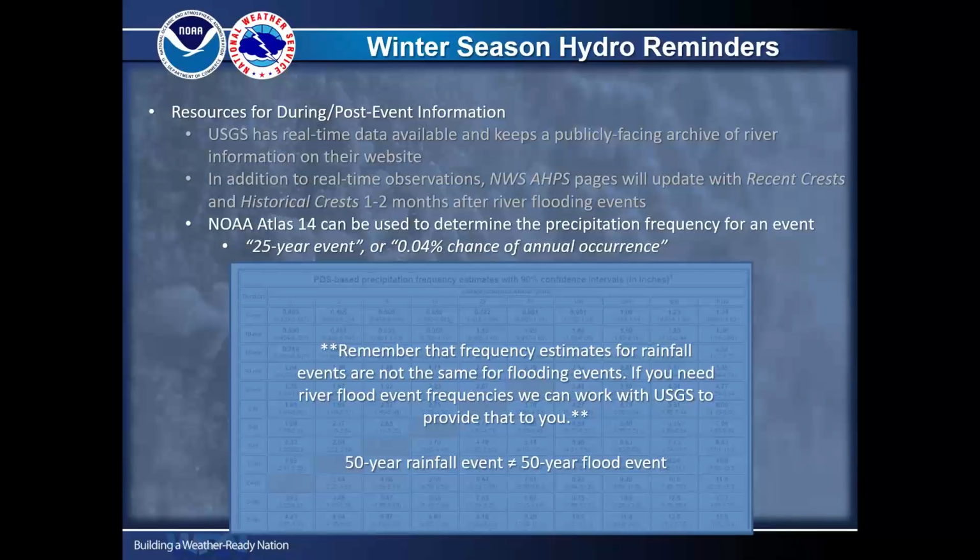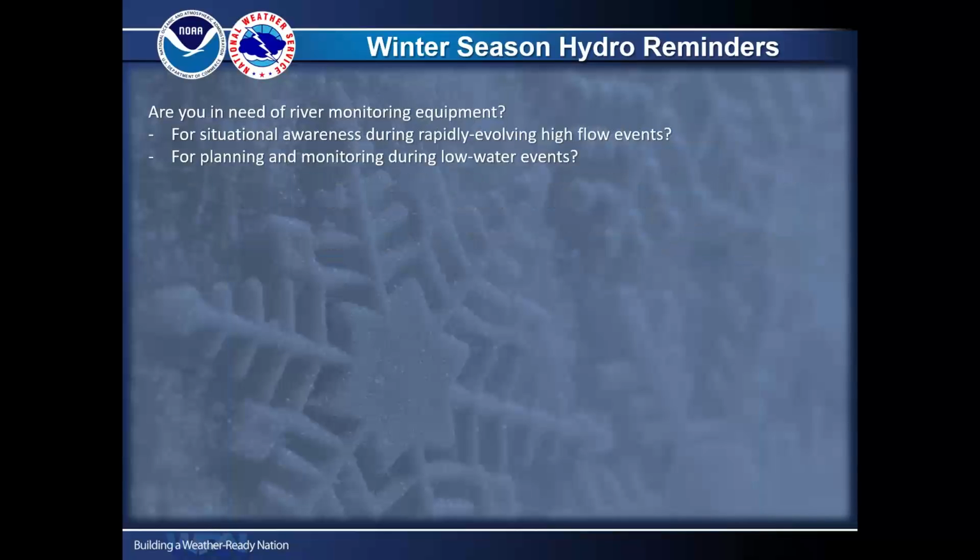So remember, again, the frequency estimates for rainfall events are not the same for flood events, okay? If you need river flood event frequencies, we can work with you through the USGS to provide you that information. The NOAA Atlas 14 data is primarily for actual rainfall events, not actual flooding events that occur with the probability. So in other words, a 50-year rainfall event is not the same as a 50-year flood event. Just keep that in mind when you're looking at this NOAA Atlas 14 data.